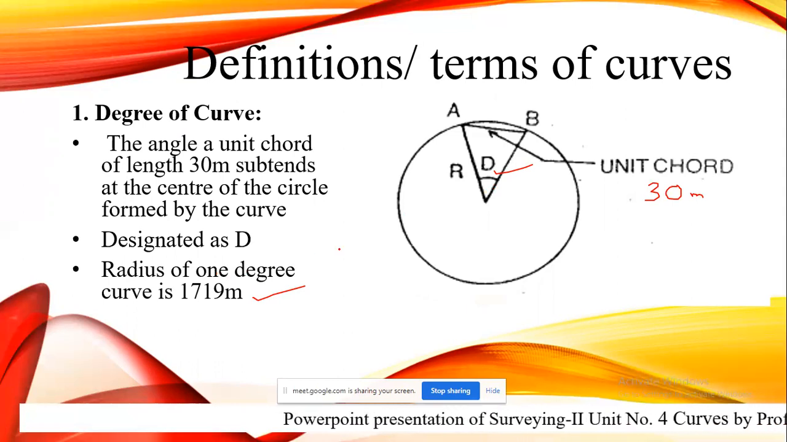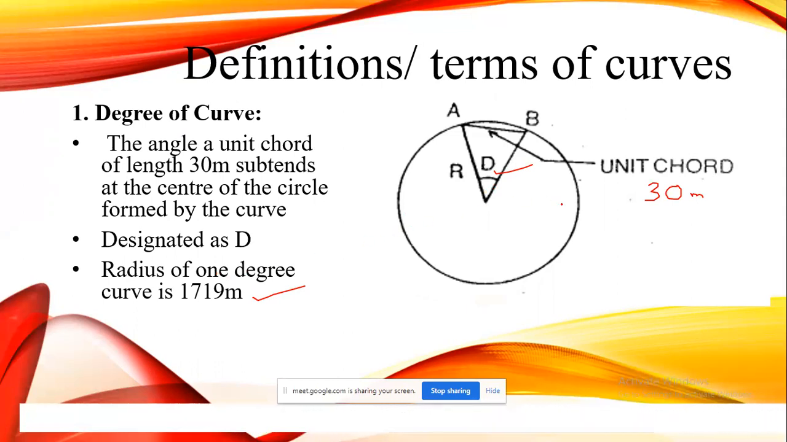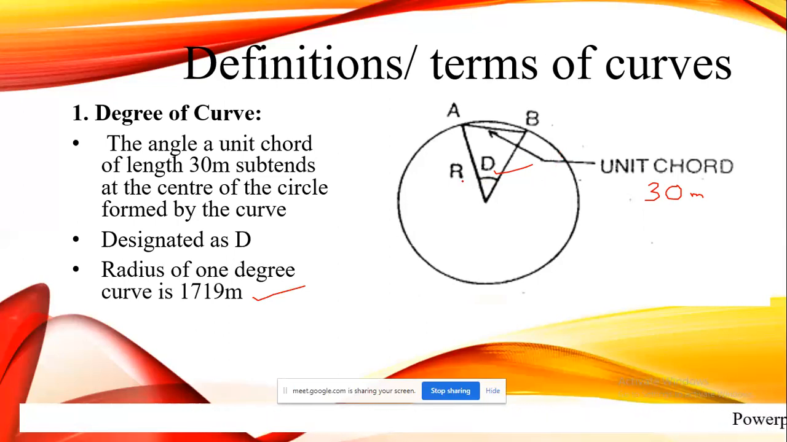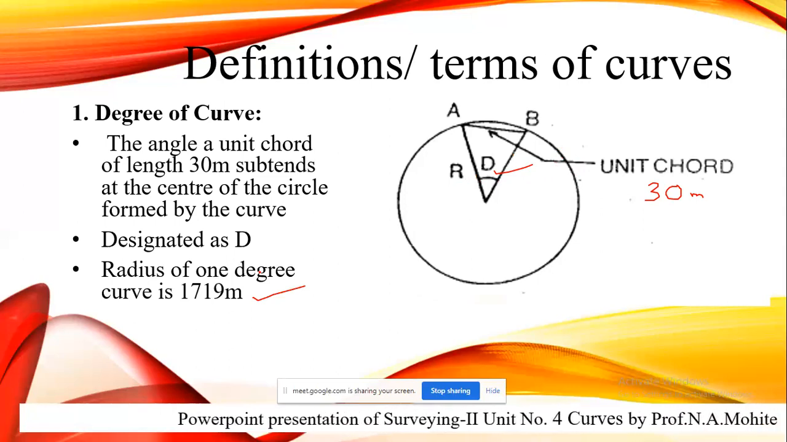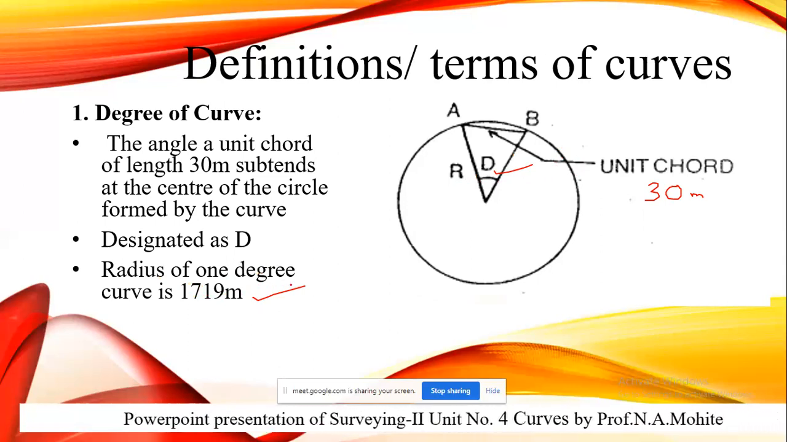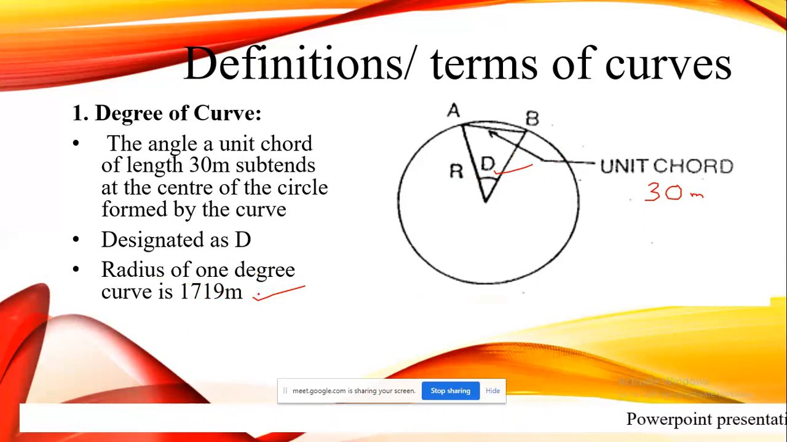When the 30-meter unit chord subtends an angle of 1 degree, it is called a 1 degree curve. When the angle is 2 degree, it will be called a 2 degree curve. We can calculate the radius of a curve using the formula R is equal to 1719 divided by D, so for a 1 degree curve it will be 1719 meter. That is the relation between radius of curve and degree of curve.